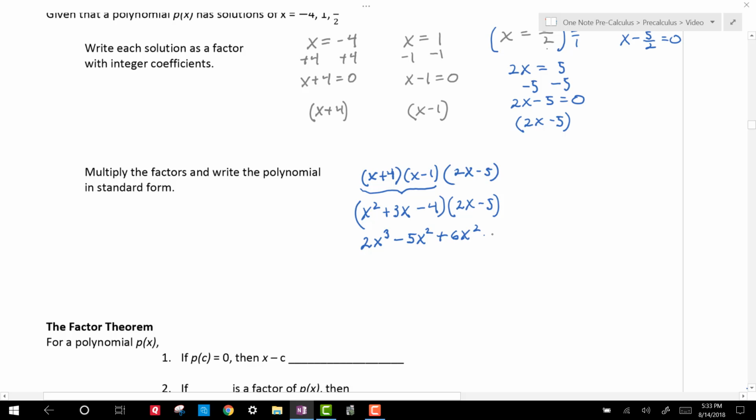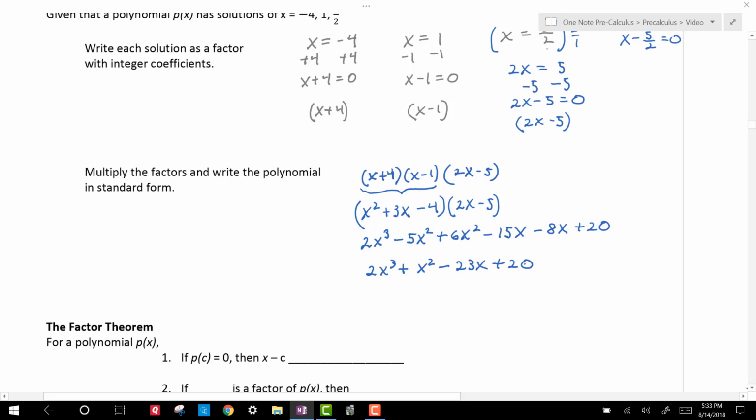3x times negative 5, negative 15x. Done with the 3x, I go to the negative 4. Negative 4 times 2x is negative 8x. And negative 4 times negative 5 is plus 20. Combine your like terms along the row. 2x cubed, and looks like we're going to have a plus x squared, from negative 5x squared and 6x squared. Negative 15x and negative 8x is going to be negative 23x, plus 20.